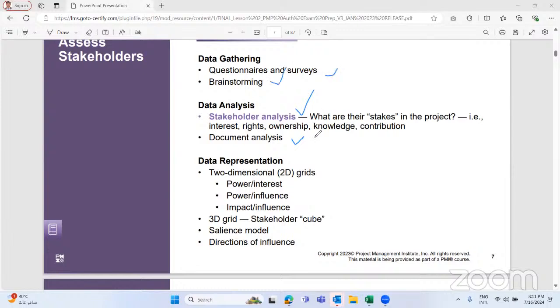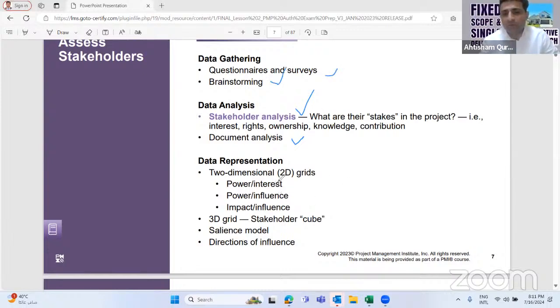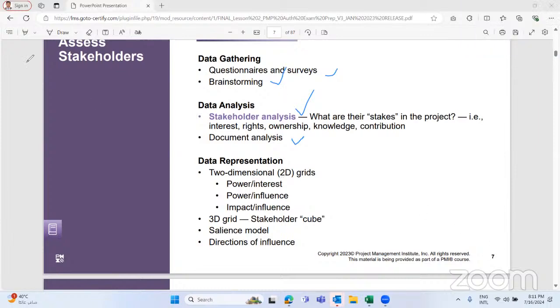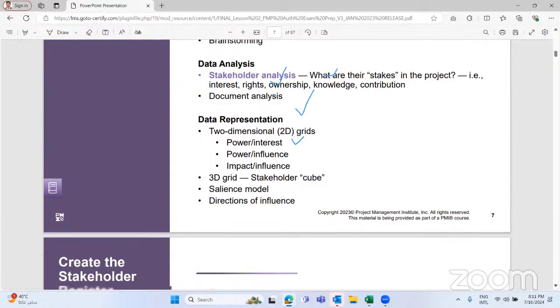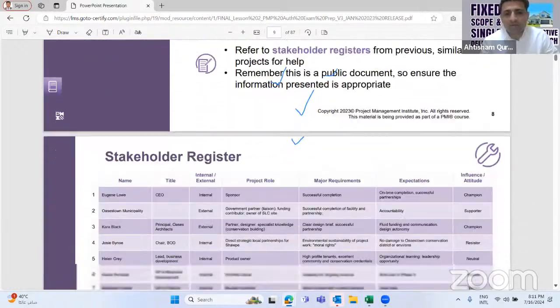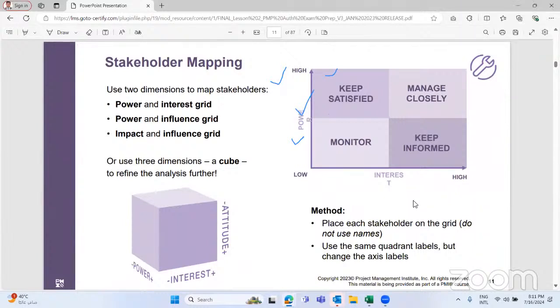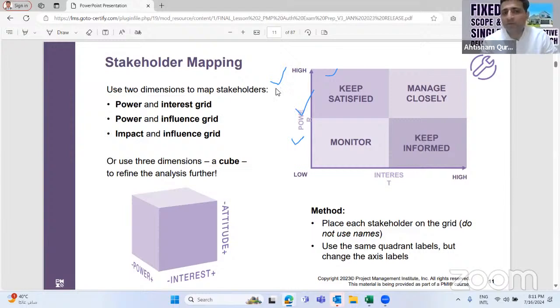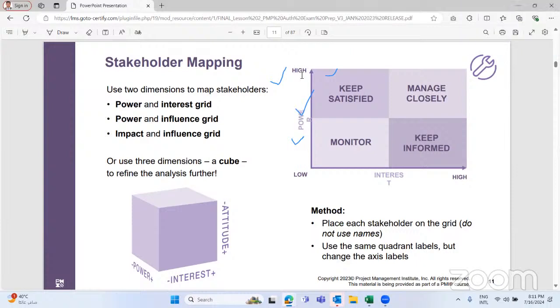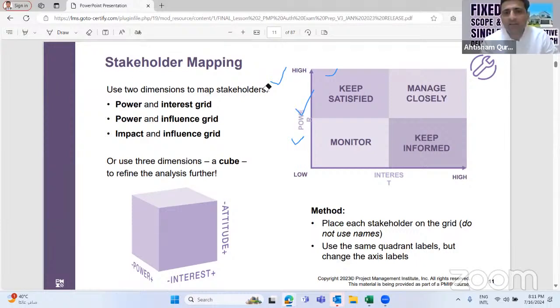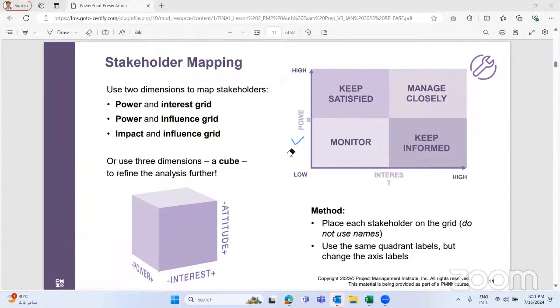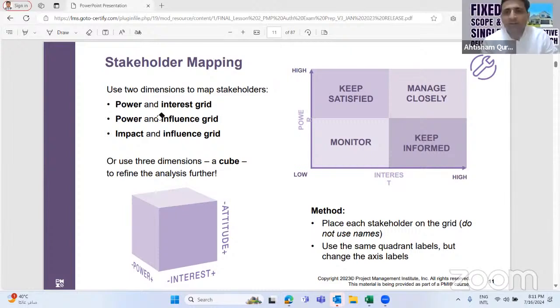Great. Okay. So now when I know that my stakeholders have got some power and some influence, what I can do is draw some really cool matrices. I can map these stakeholders into grids. If the stakeholder has got power and influence or interest, I can create this high and low matrix.